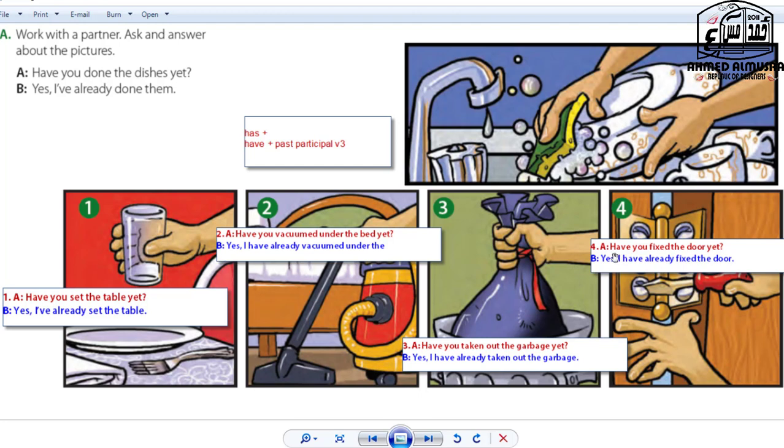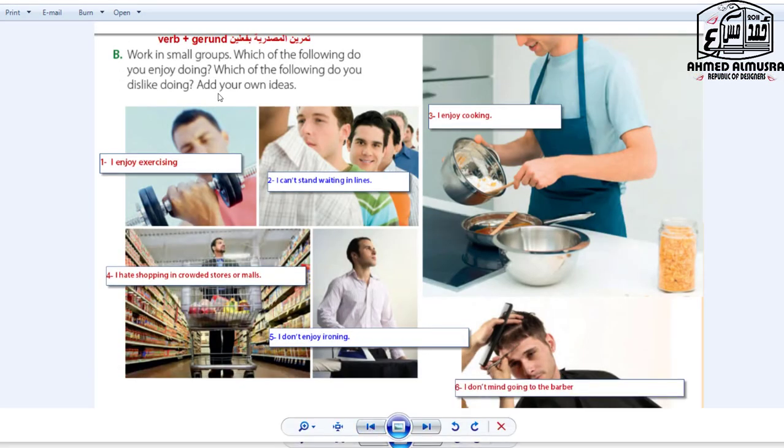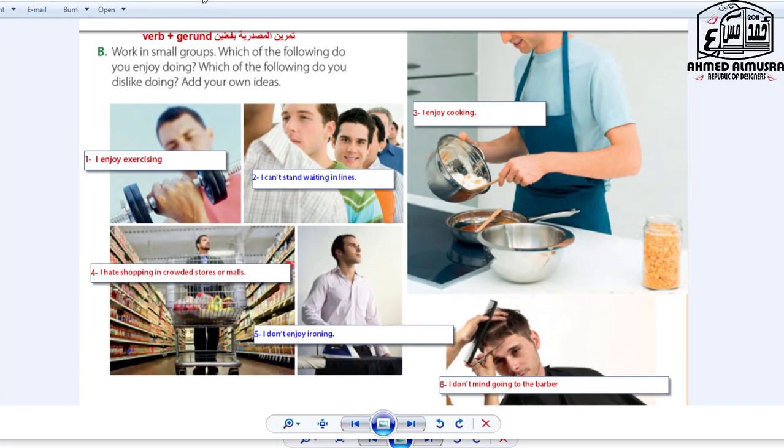Now here, number four. Have you fixed the door yet? This is here a regular verb. This is here an irregular verb. Okay. Have you fixed the door yet? Yes, I have already fixed the door. Listen to the next exercise, which will be exercise B. Exercise B is also about the gerund.